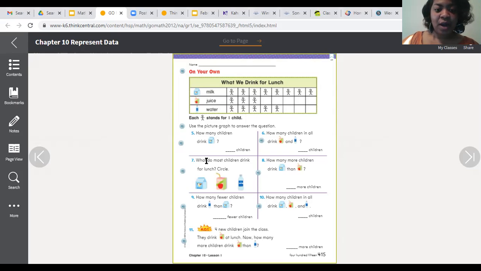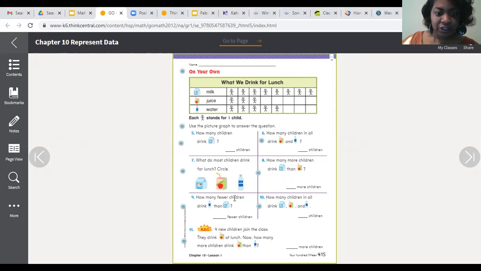Number 7. What do most children drink for lunch? So who has the most votes? That's what you're going to circle. And number 8, how many more children drink milk than juice? So we would take the number of people that drink milk. And when I see the words how many more, what does that mean? I'm going to do what? That's right, I'm going to subtract. So you take this number, subtract it from that number, and you will have the difference.